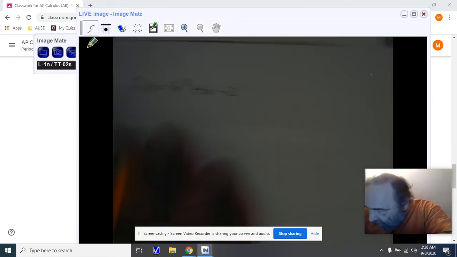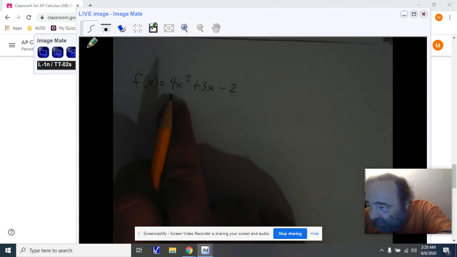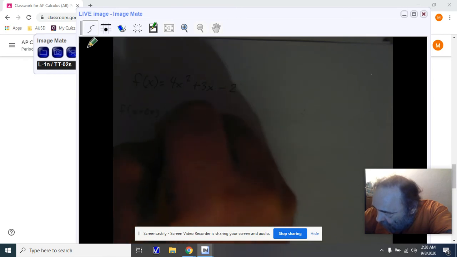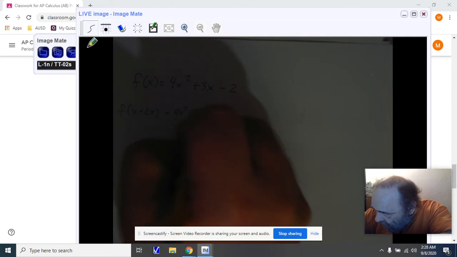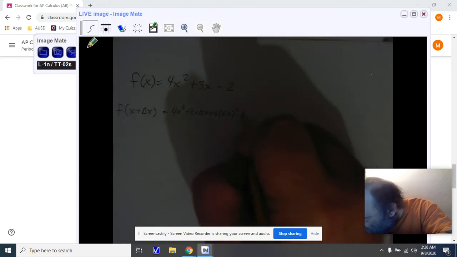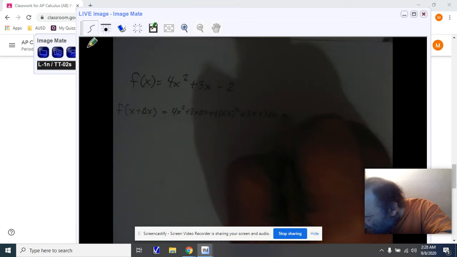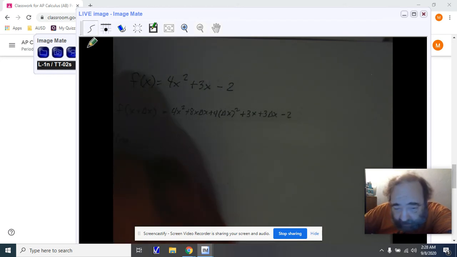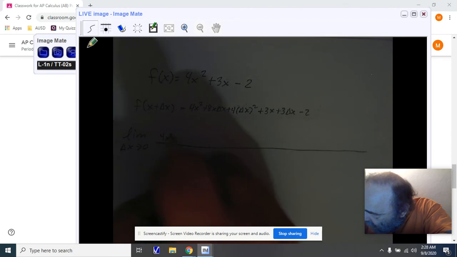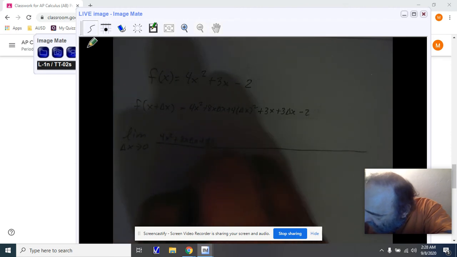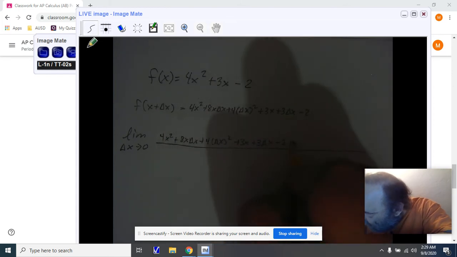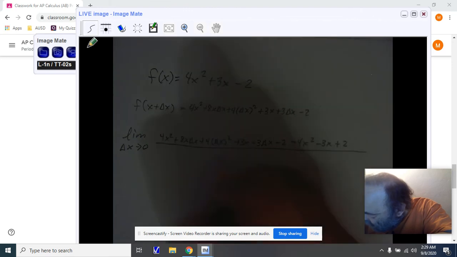If that's the case, we should be able to see our derivative as 8x plus 3. Let's see if we get that. F of x plus delta x: we have 4x squared plus 8x delta x, and we're going to be adding to it 4 delta x squared. You'll notice I'm having to write small because it's huge. Plus 3x plus 3 delta x minus 2. The limit as delta x approaches 0. Let me put this whole thing in: 4x squared plus 8x delta x plus 4 delta x squared plus 3x plus 3 delta x minus 2 minus 4x squared minus 3x plus 2, all over delta x.